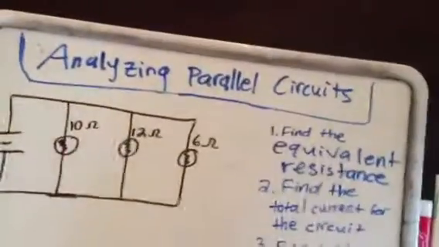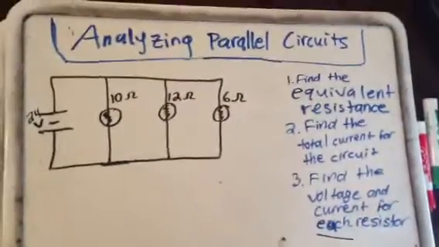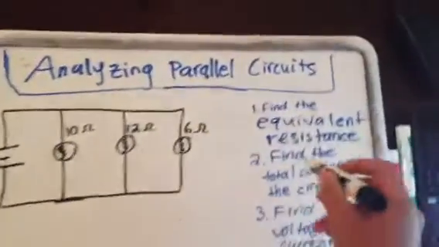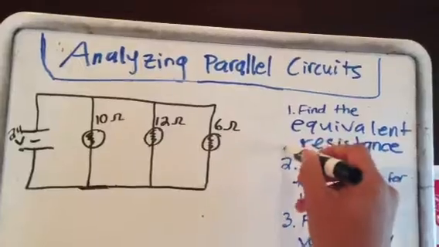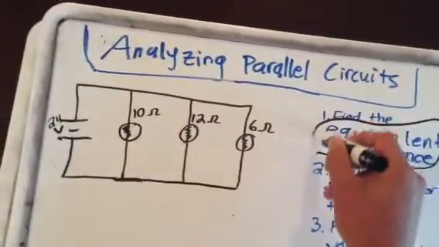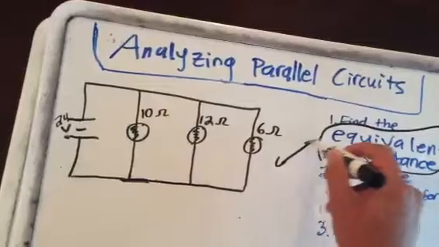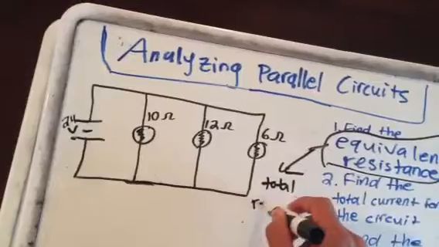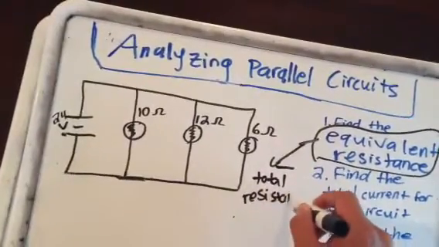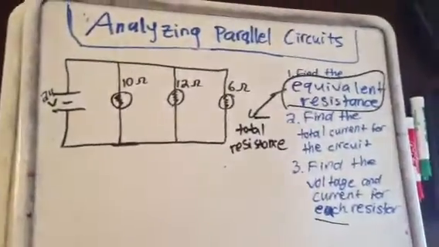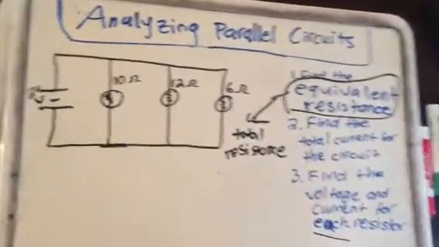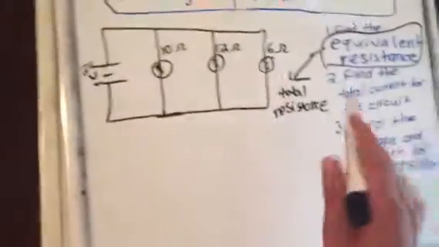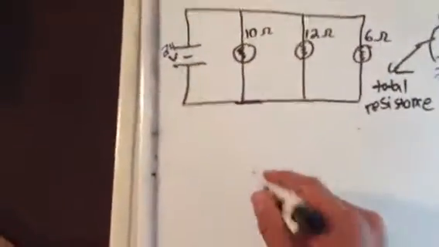Alright, so let's go to our first problem, or rather part. We need to find the equivalent resistance. Now, this is just a fancy way of saying total resistance. But they call it equivalent resistance because we're in a parallel circuit. It still means the same thing, so don't worry about that. If you want to make a note of that, go ahead, because it'll help you out.